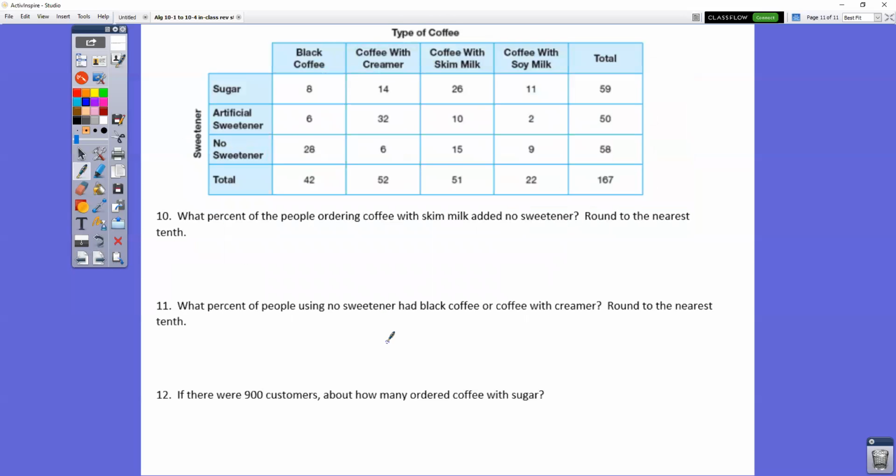Still using that same data. Number 10 says, what percent of people ordering coffee with skim milk added no sweetener? Round to the nearest 10th. These are the hard questions right here. Please try this question, number 10. If you're going to get a question wrong tomorrow, this is where it's going to happen. I can guarantee you.